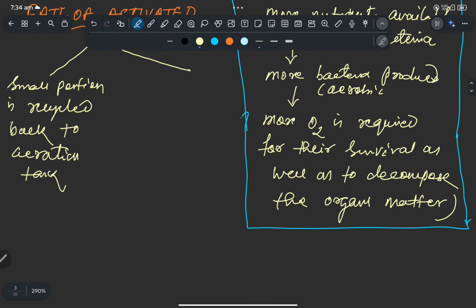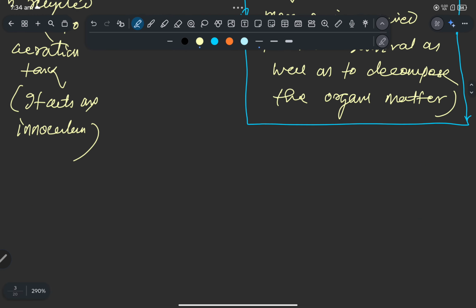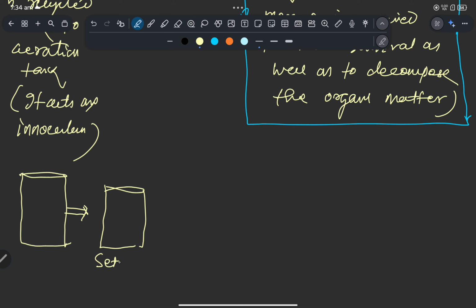Okay, that means it acts as inoculum. Okay, that means see, आपका क्या था? ये था एरेशन टैंक. ओके, ये एरेशन टैंक में आपका बैक्टीरिया का ग्रो हुआ. ग्रो होने के बाद दे डिकम्पोज द ऑर्गेनिक मैटर, देन दिस इज ट्रांसफर्ड टू द सेटलिंग टैंक. सो दिस इज settling tank.